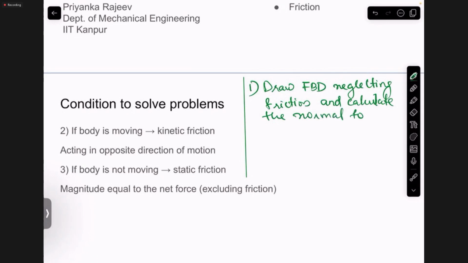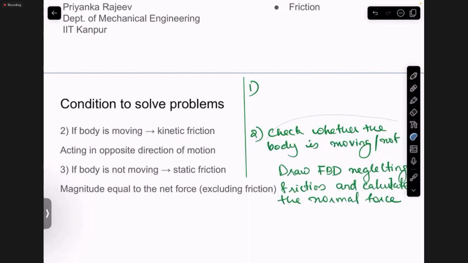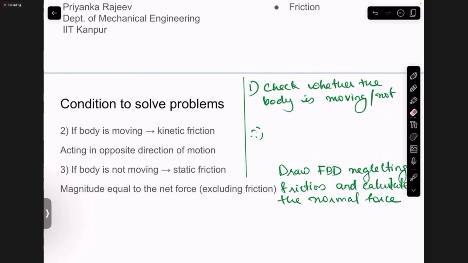Why are we doing that? It is to check whether the body is moving or not. So it's the other way around also. We need to first check whether the body is moving or not. So for that, what will you do? Draw the free body diagram. So first we will do this thing.